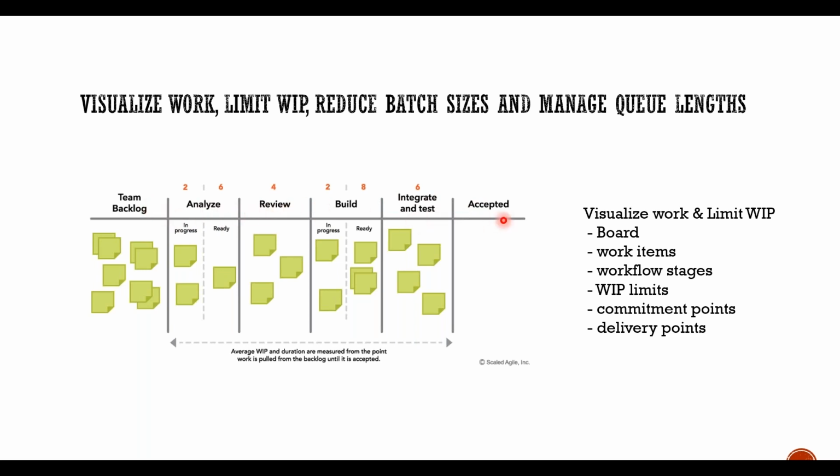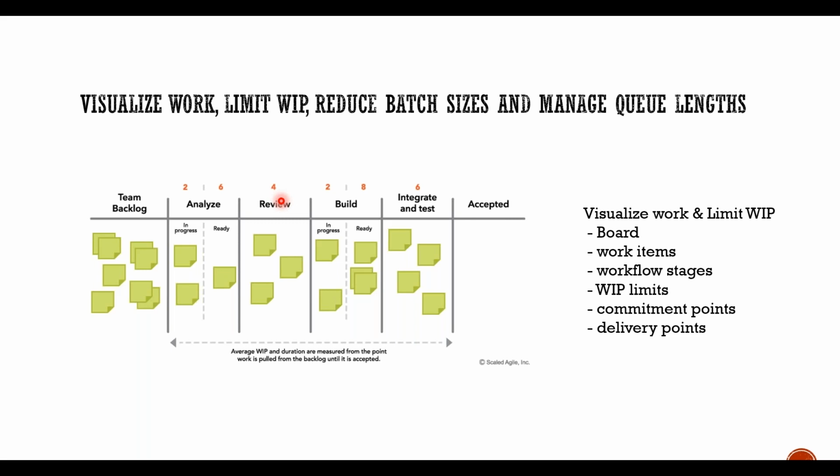Then the next element of Kanban, after visualizing work, is limiting your work in progress. WIP limits are the number of items which you can have in progress. Why do we have to limit the work in progress? If we limit the work in progress, we can work on shorter or smaller queues. We need not start all the items at once, because we take them one by one.